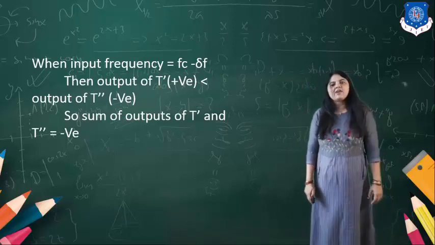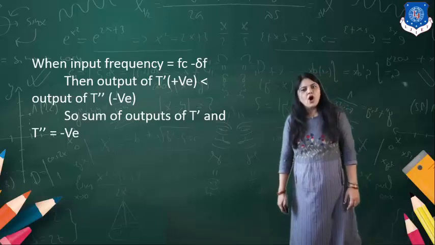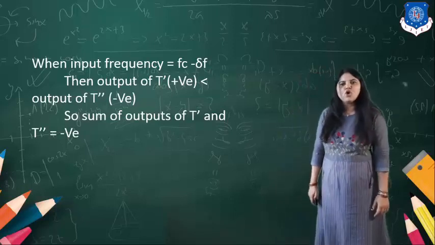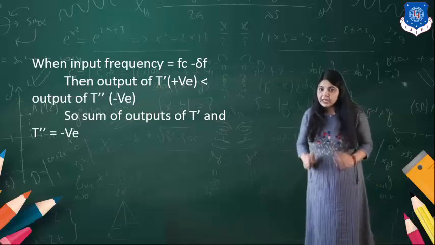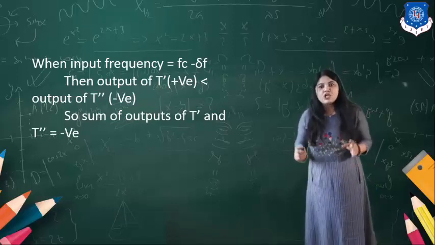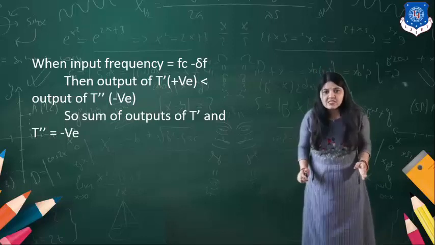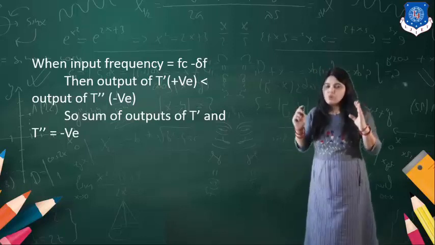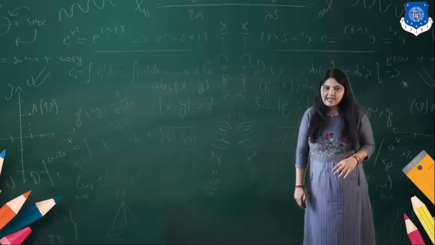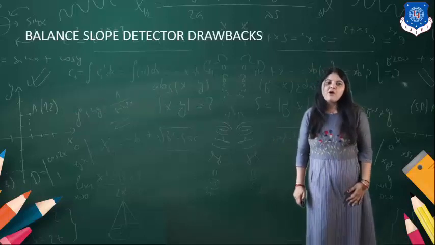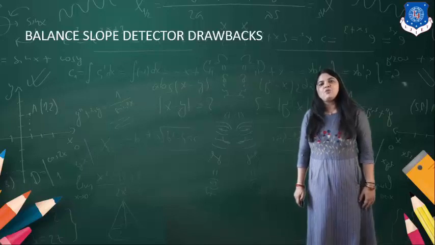This way we have the output of the balanced slope detector, and we can conclude that the balanced slope detector gives an output that is more linear compared to the slope detector. So this is about the balanced slope detector.